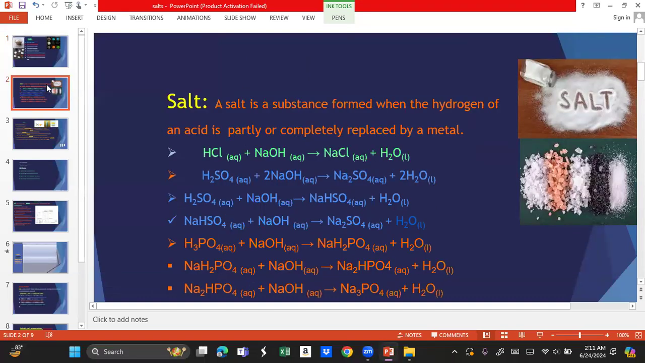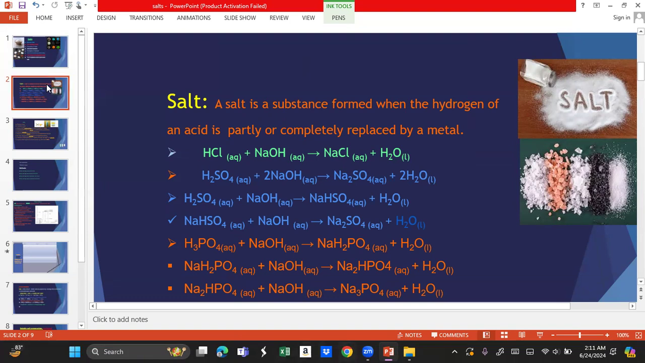What is a salt first? You might know before this, salt is a substance formed when the hydrogen of an acid is partly or completely replaced by a metal. What is meant by that?